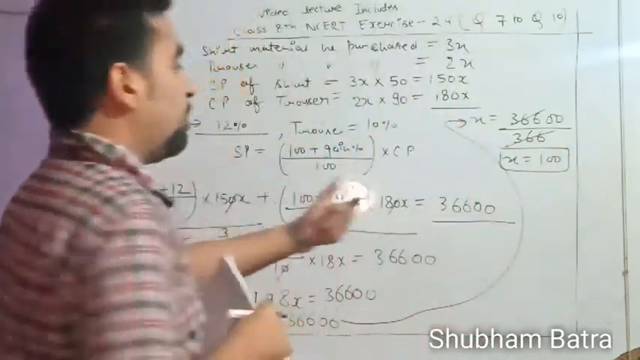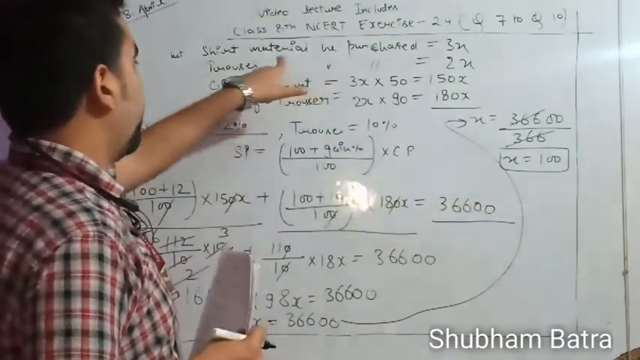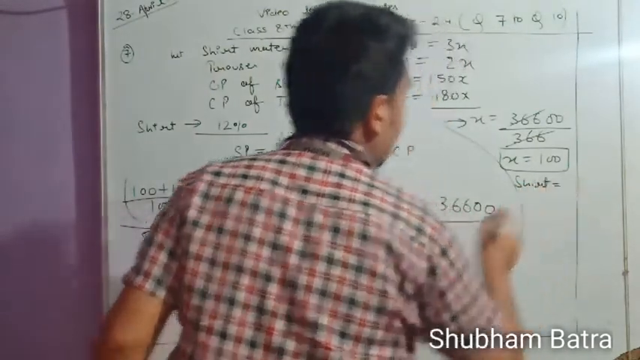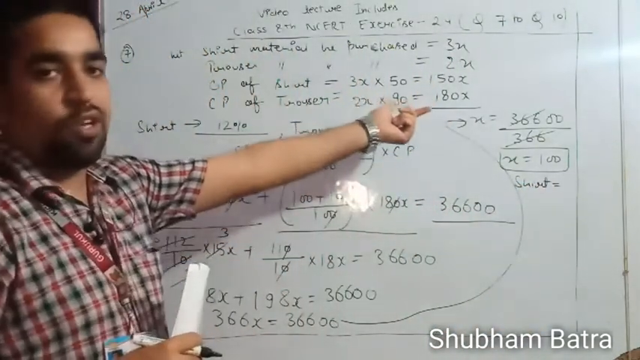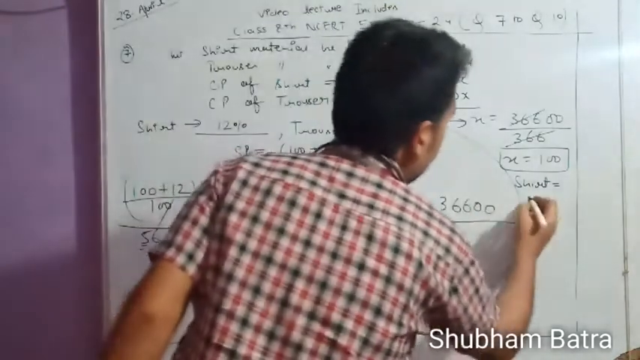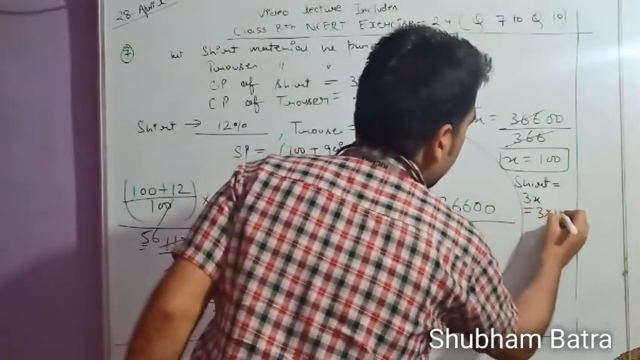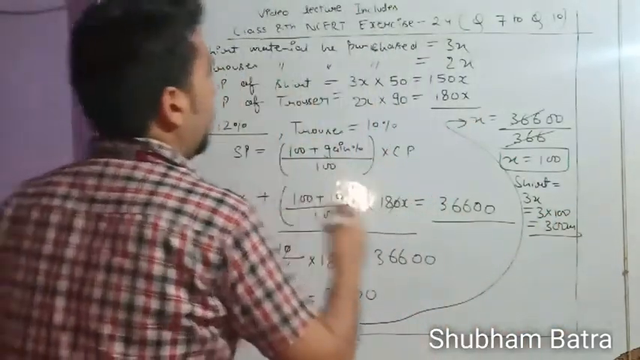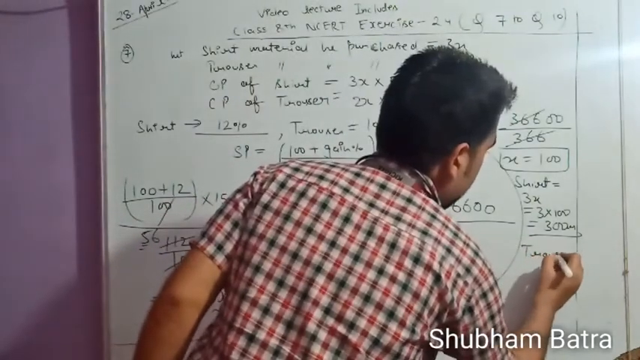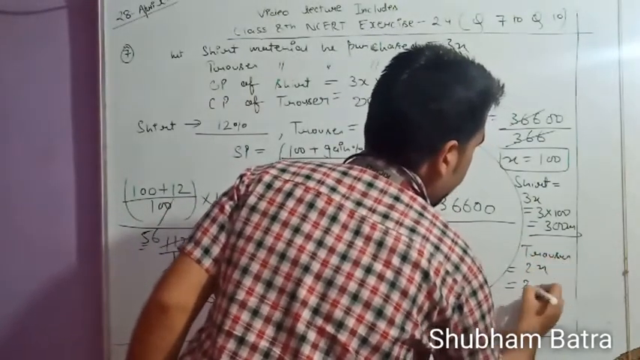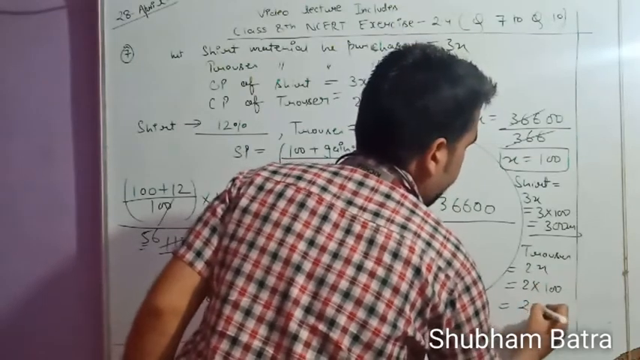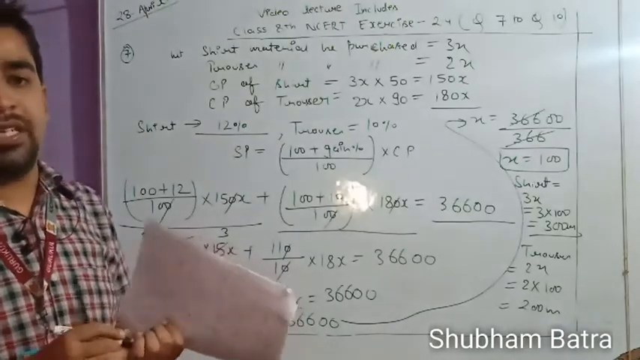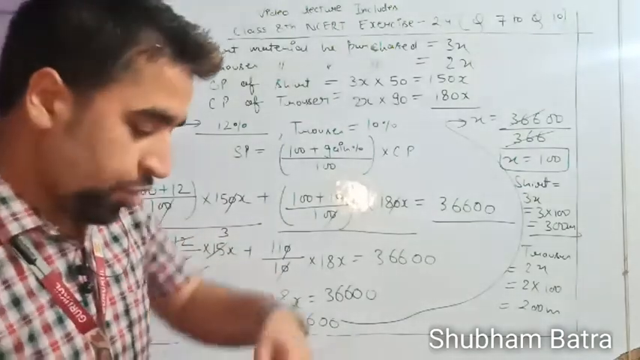Now students, the value of x, we can substitute it here. So shirt material, how much shirt material? You can write it in proper language. I don't have the space on the board, so I am solving it directly. So shirt material purchased is 3x, that will be 3 into 100. So 300 meters of shirt material was purchased, and trouser material 2x, so 2 into 100, that will be 200 meters. So this is how we can solve one equation. I hope you understood this. Okay, now we will solve the remaining questions.